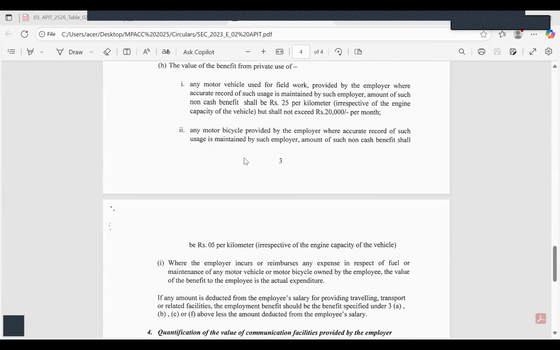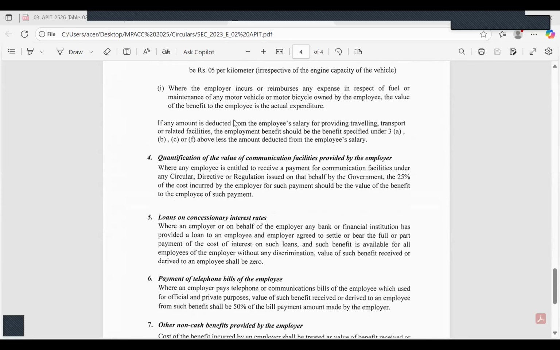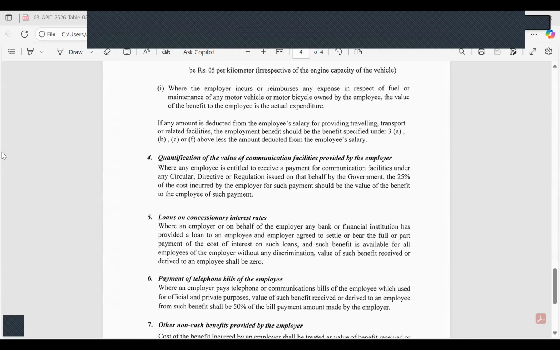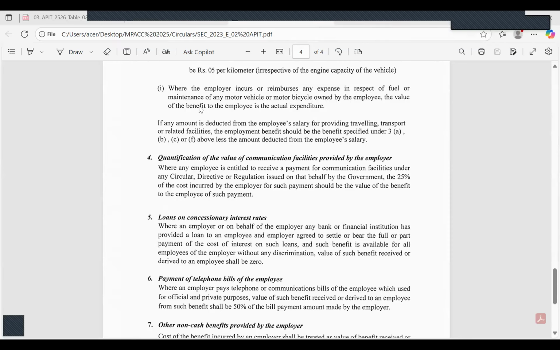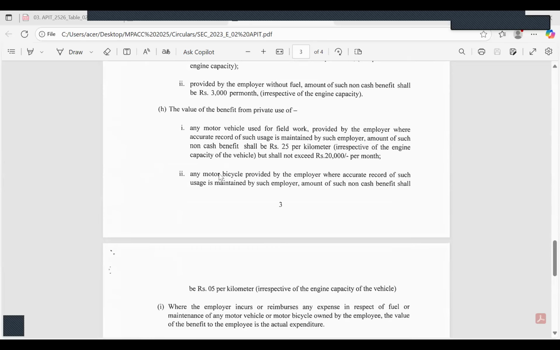Then for motor vehicle also the same, that is 5 rupees per kilometer should be considered as a benefit. Then where the employer incurs or reimburses any expense in respect of fuel or maintenance of any motor vehicle owned by the employee, the value of the benefit is the actual expenditure. That means where the employer incurs or reimburses any expenses in respect of fuel or maintenance of any motor vehicle or motor bicycle, at that time, actual expenditure should be considered. So now you can understand these concessions are provided for the vehicles.